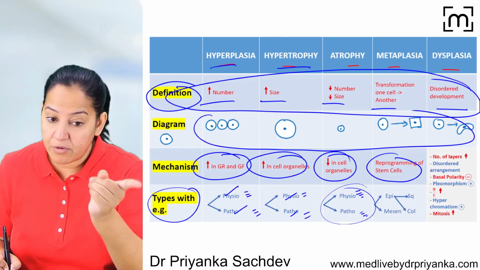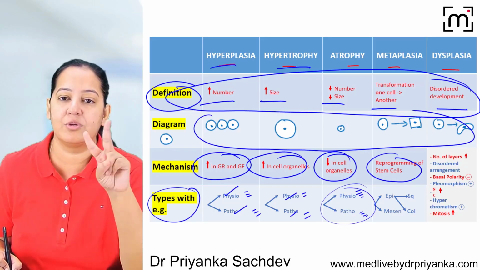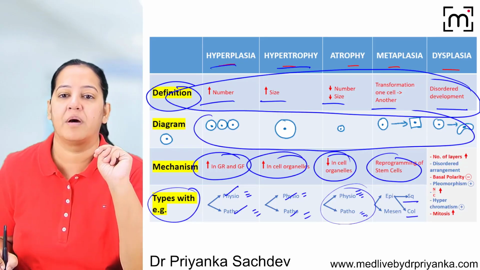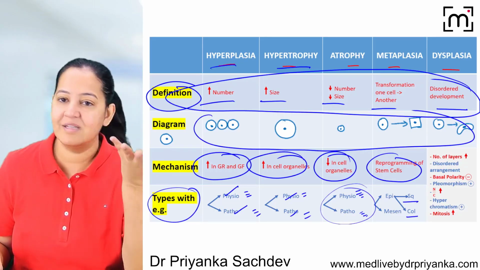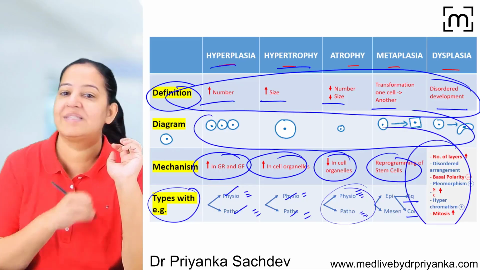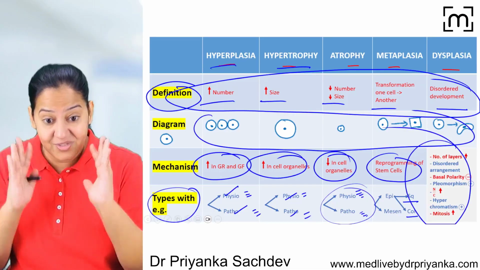But metaplasia is not physiological or pathological, it's always pathological. So the 2 things are squamous and columnar. So you know the examples here. And in dysplasia, we don't have any types. We have only 7 changes. I hope it's crystal clear to you.